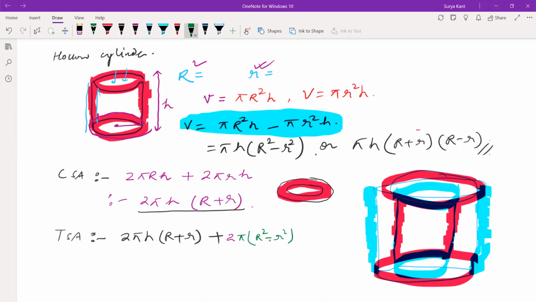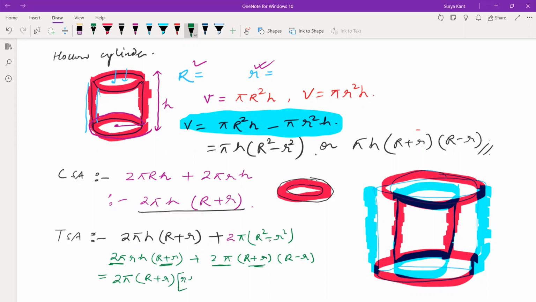Again, we can write it as 2 pi r h for the CSA part, 2 pi h into R plus r. And 2 pi, what can we write for R square minus r square? R plus r into R minus r. Again, you can take common here: 2 pi is common, and R plus r is also common. So 2 pi into R plus r. R plus r. And then what can we write?